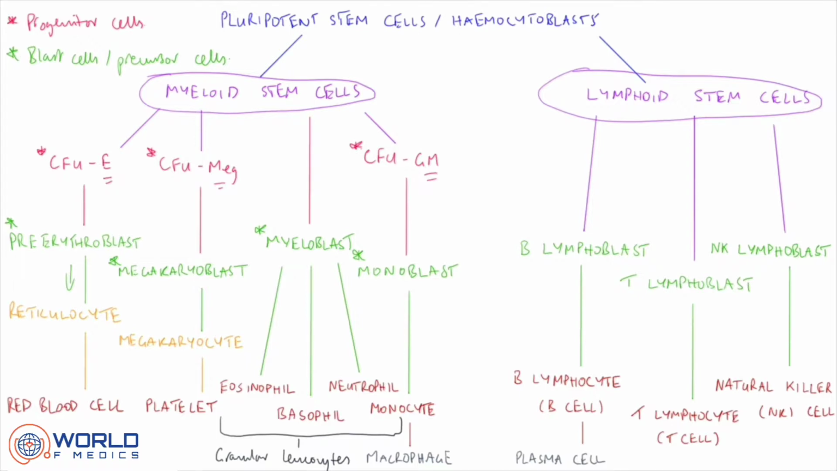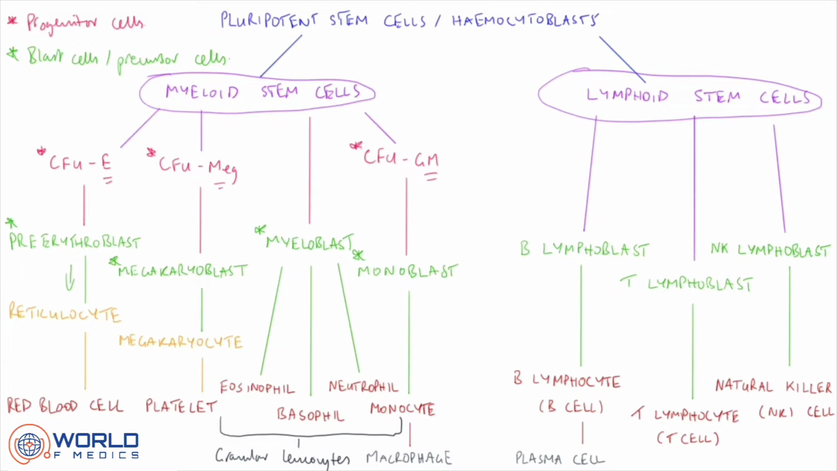And our last step here, we've got our monoblasts, which are then becoming our monocytes, and then they are going to enter the tissues and then become more differentiated and become macrophages. And these are the cells which undergo the process of phagocytosis, where they take in foreign organisms and ingest them. So that's our myeloid stem cell stage.